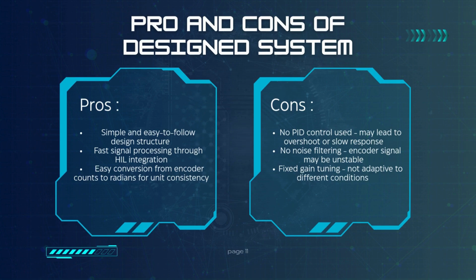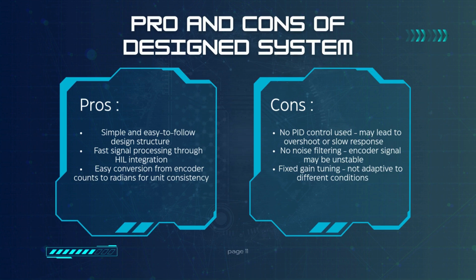Second, we have no noise filtering. Encoder signal may be unstable. We haven't included any filtering blocks in the diagram. If the encoder gives noisy or fluctuating signals, the system could behave erratically or keep adjusting unnecessarily.